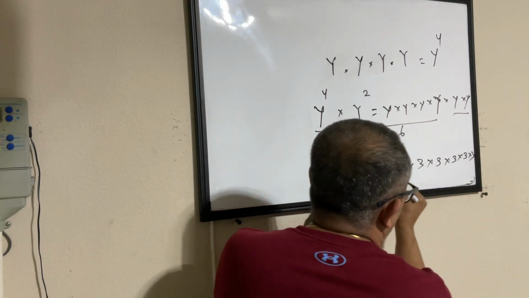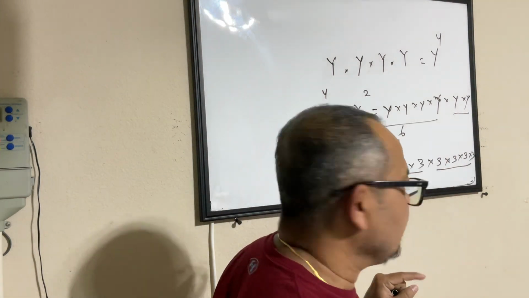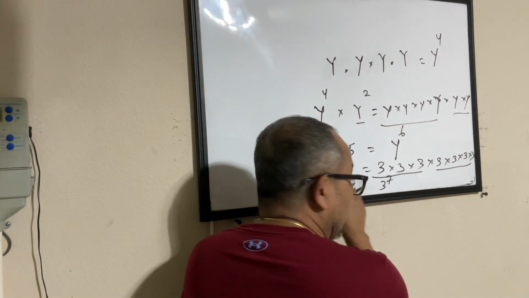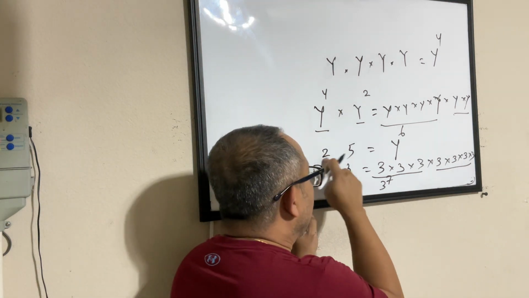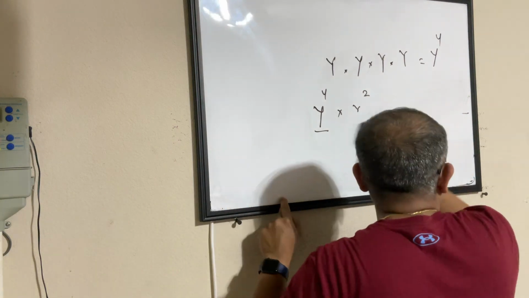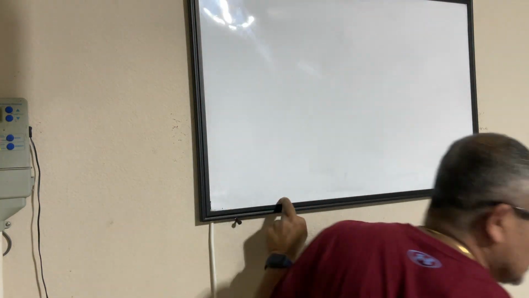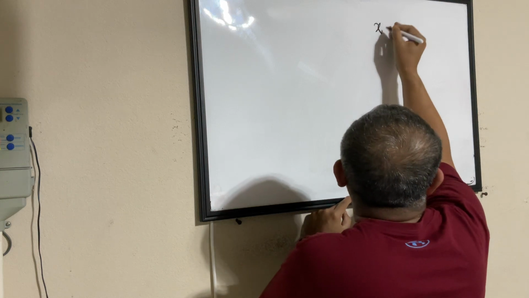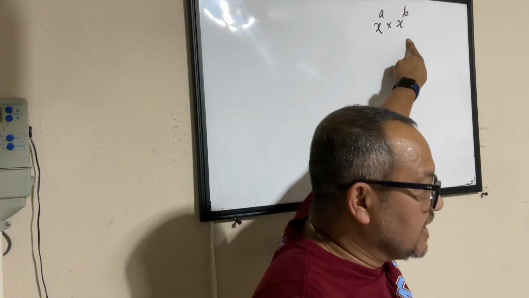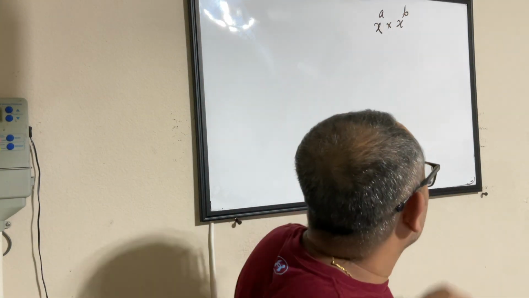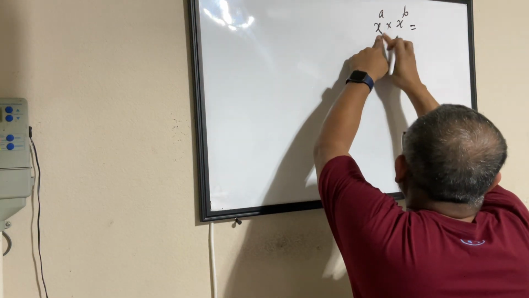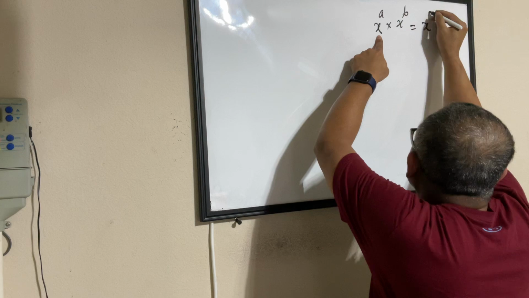So we get 3 to the power of 7, correct? What is happening here is that when you are multiplying two exponents with the same base, the exponents get added. So this becomes our first rule of thumb: if I have x to the power a into x to the power b, my base is the same, only my exponents are differing. It can be the same also, I don't really care much about it. As long as my base is the same and I am multiplying them, it just adds the exponents.